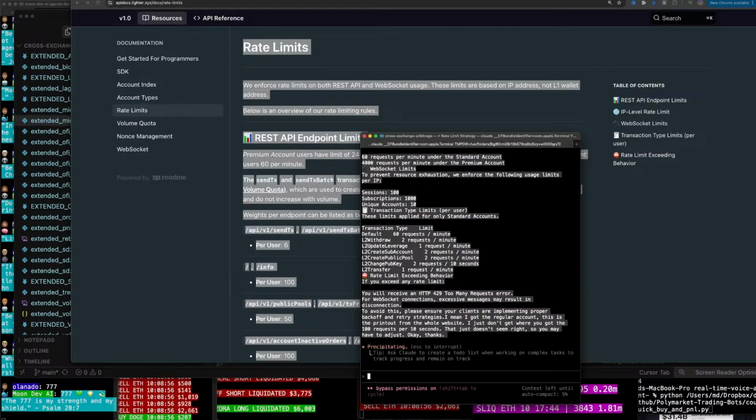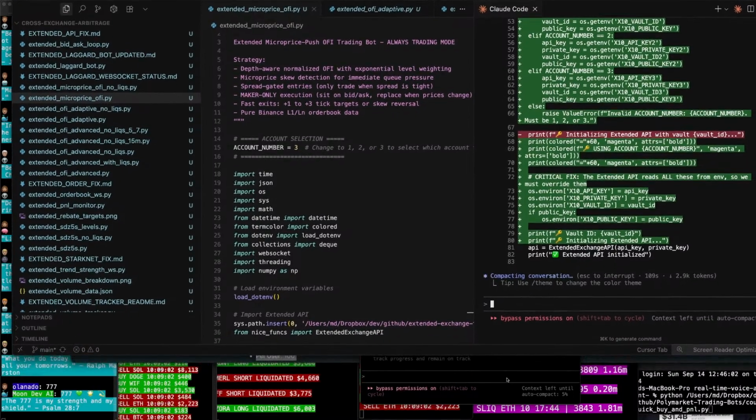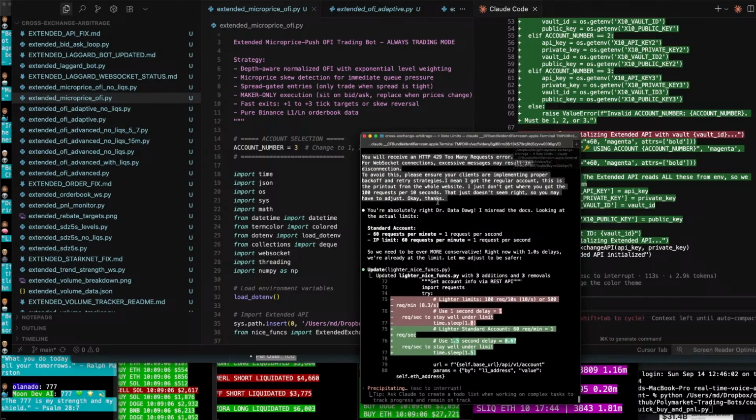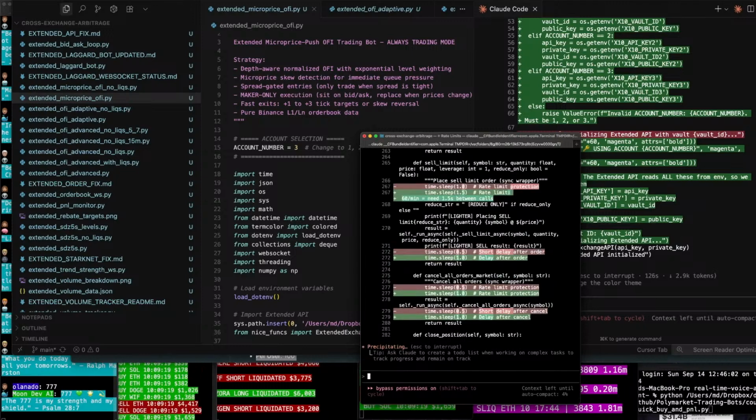Okay, and here we got the 2 bots rolling. Compacting convo. Okay, great timing. You're absolutely right, Dr. Daydog. I misread the docs. Looking at the actual, it's 60 requests per minute, 1 request per second. IP limit, 30 requests per minute. Yes. So we're going to get that fixed. We're going to keep pushing.